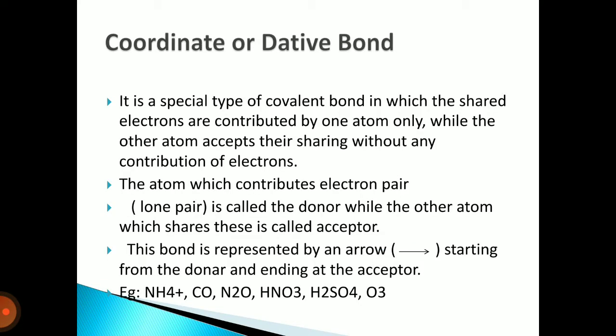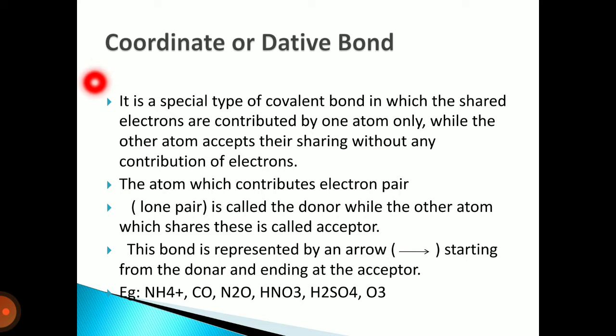In this lecture, we are going to study the third type of chemical bond, that is coordinate or dative bond. Dative bond is another name for coordinate covalent bond. Basically, a coordinate bond is a special type of covalent bond only.